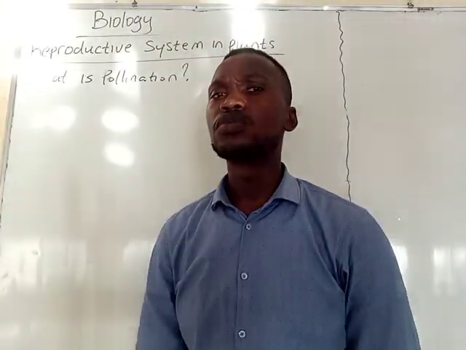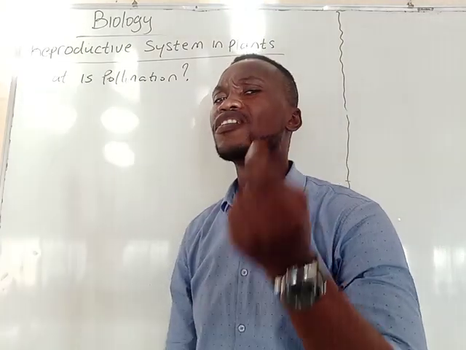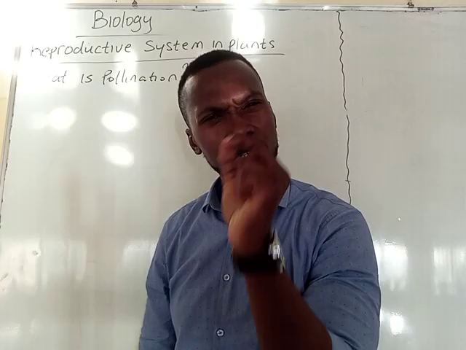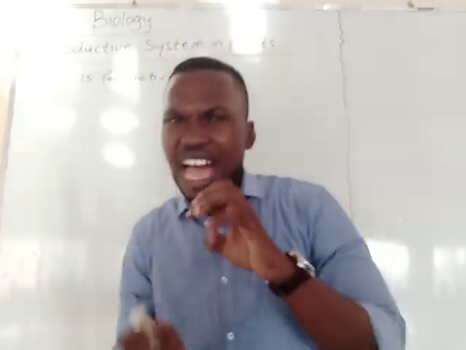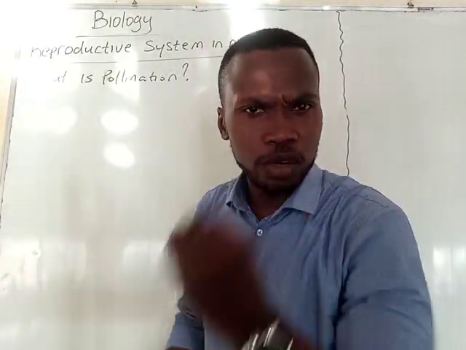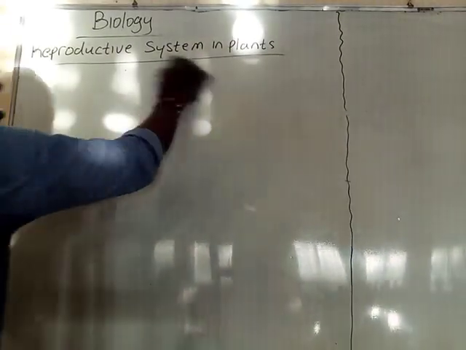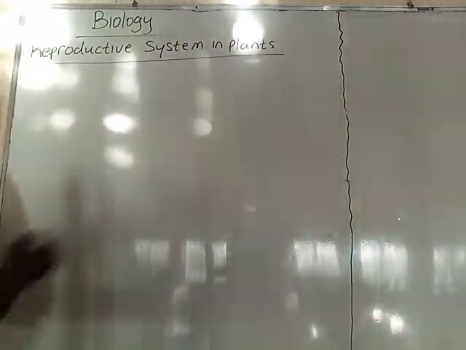Let's now go to the process of fertilization. What actually happens after pollination? What happens to the pollen grain? How does it get to the ovule? How are seeds made and how are fruits formed? Let's do that real quick. So I'm going to just simply write a subtopic right here.